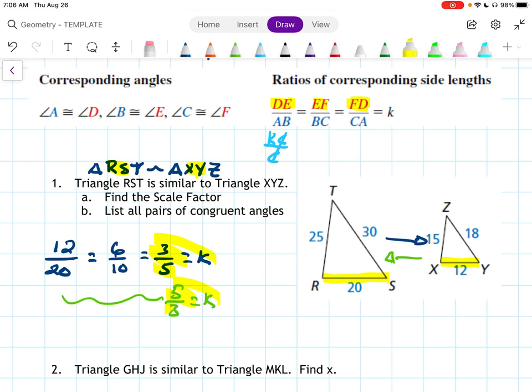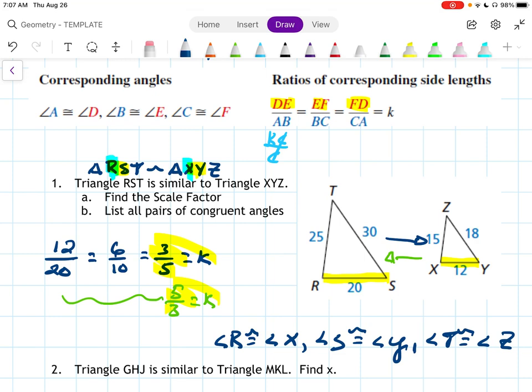scale factor. List all pairs of congruent angles. Now for this, we can either look at the picture or the similarity statement. I'm going to look at the similarity statement. And I already said it a little bit, but the first spot and the first spot goes together. So I can say angle R is congruent to angle X. Next up, the two middle spots will be angle S is congruent to angle Y. And the very last one is angle T is congruent to angle Z. Now, we can look at the picture when we do that, and that's okay. But sometimes it's just easier to grab it from the similarity statement.